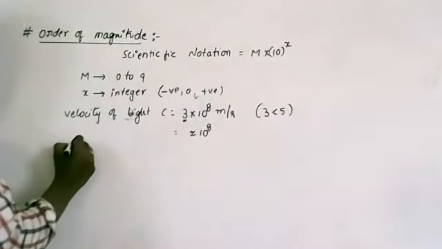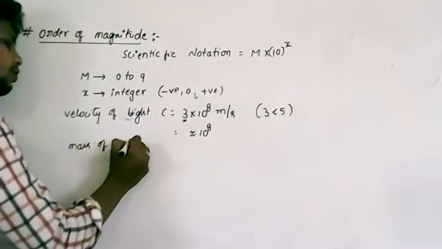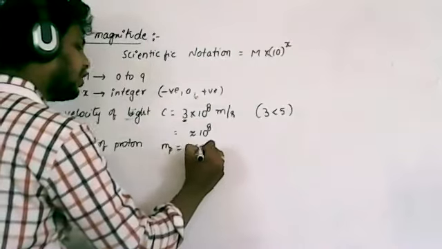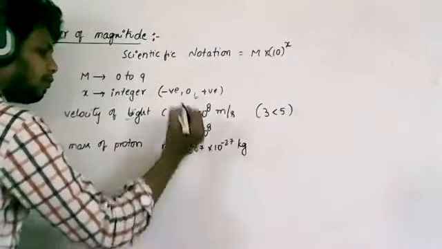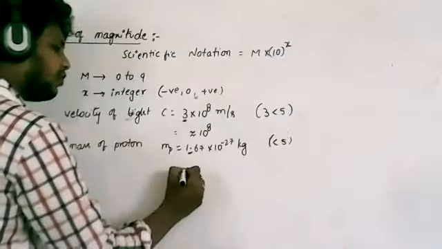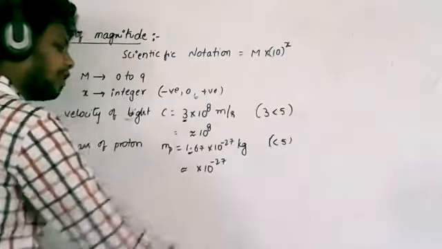For example, I will take the mass of proton. Clear? If I take the mass of proton, it is taken as, for example, 1.67 into 10 to the power of minus 27 kg. Now here 1.67, that is 1, is less than 5. Therefore, mass of proton is also expressed in the order of something into 10 to the power of minus 27.